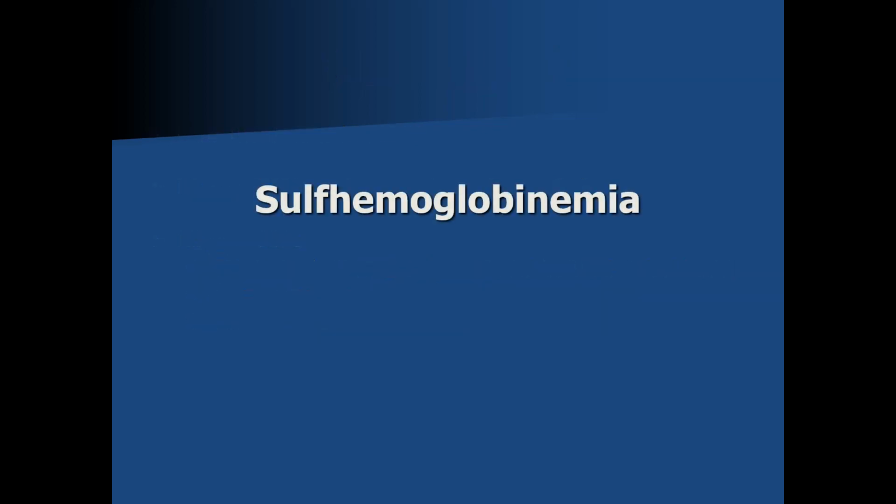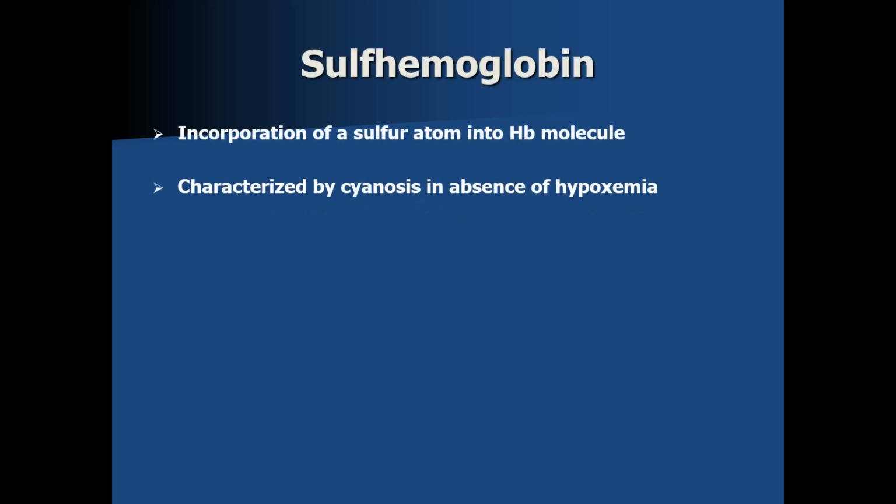Now, we're going to add a little more confusion to the abnormal hemoglobin picture by talking about sulfhemoglobinemia. This is another condition that we may have encountered without being aware of it. You'll understand why shortly. Sulfhemoglobin involves incorporation of a sulfur atom into the hemoglobin molecule. This condition is also characterized by cyanosis in the absence of hypoxemia.